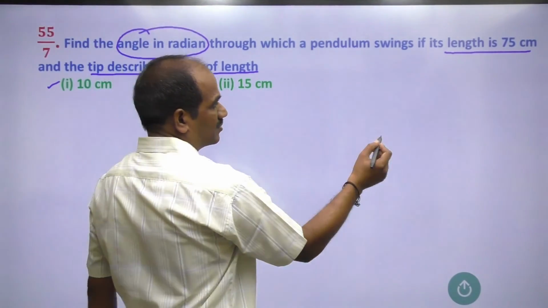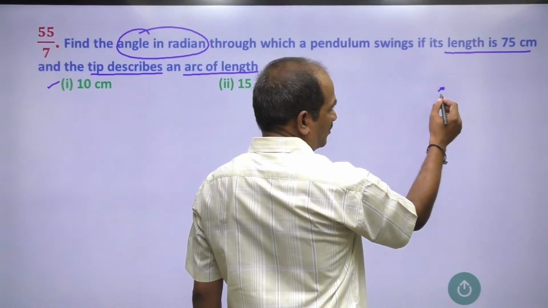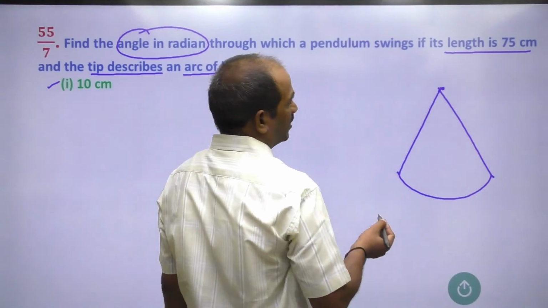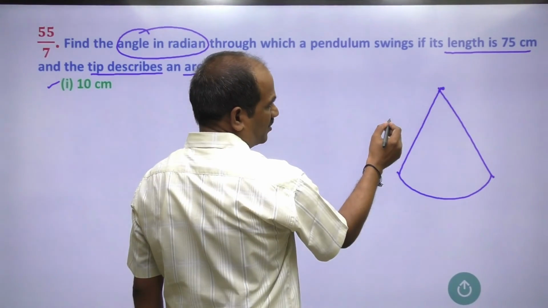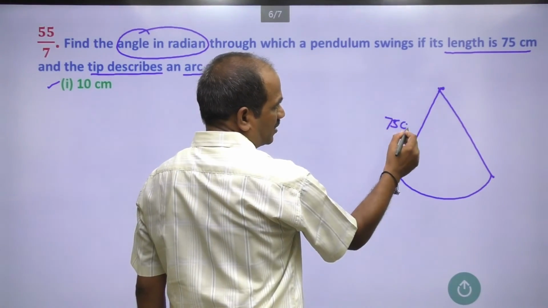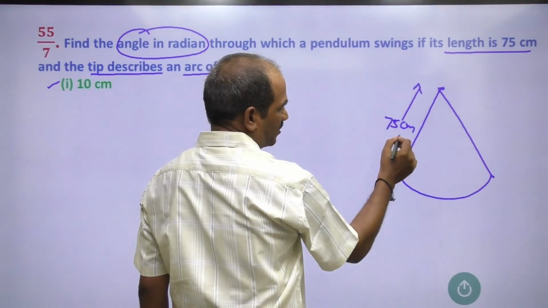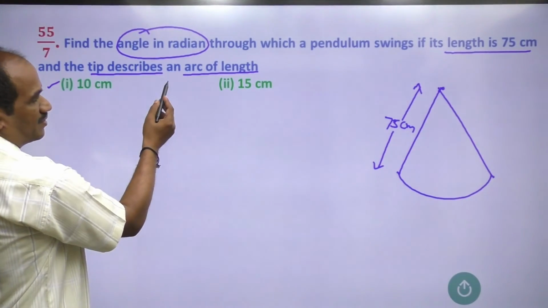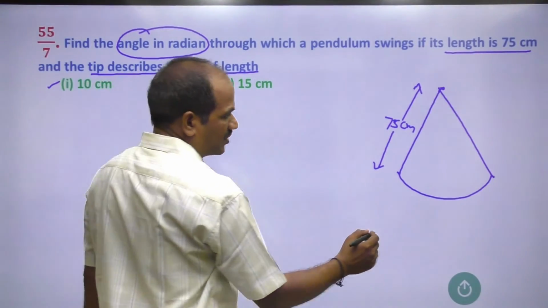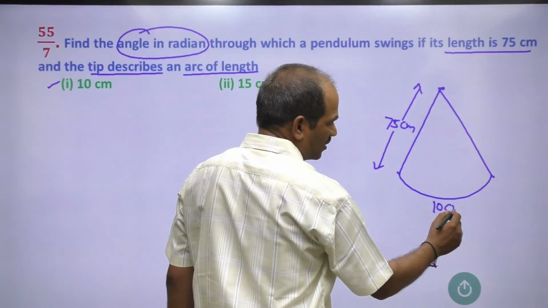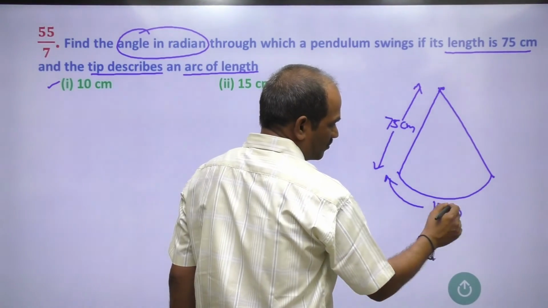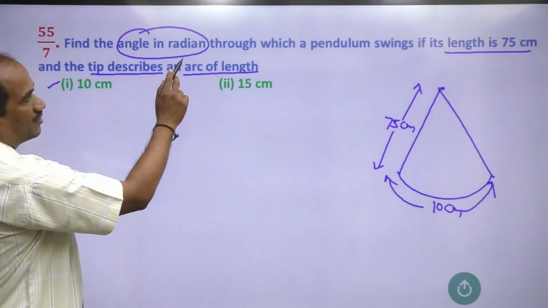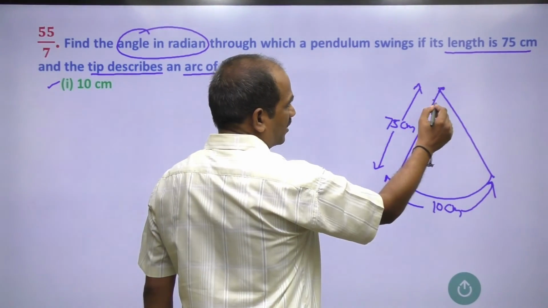See here, a simple pendulum. The length of the pendulum is 75 centimeters. The tip describes an arc of length 10 centimeters. So here we find the angle in radians. We calculate the theta value for this angle.